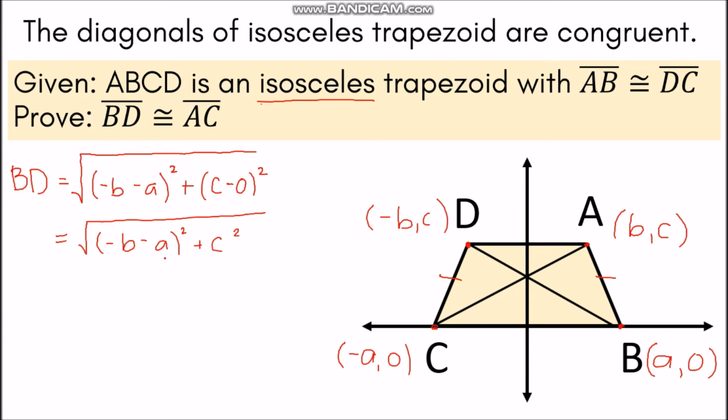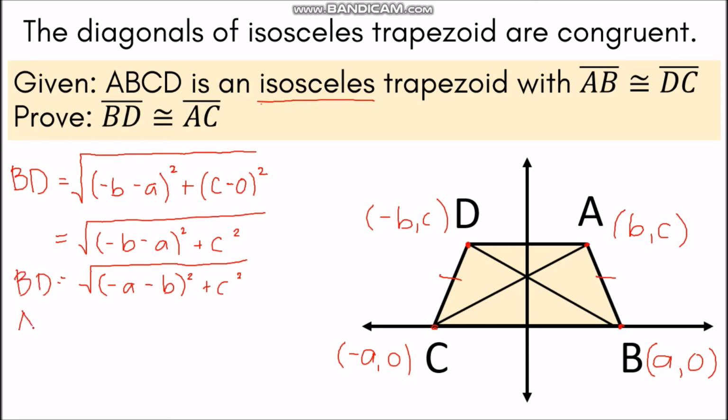Or if we arrange this first term, so we have now BD equals, let's write a as the first term, the square root of negative a minus b squared plus c squared. So we now have BD.